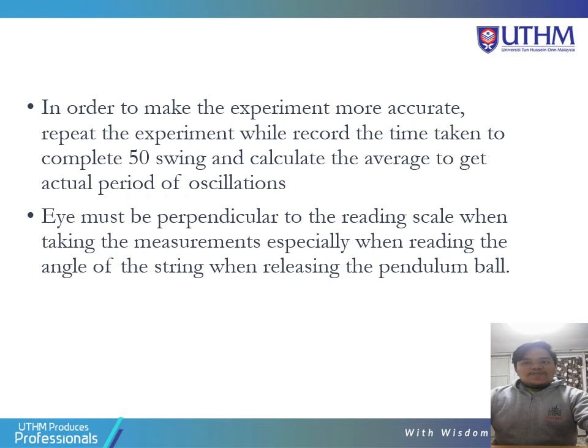In order to make the experiment more accurate, the experiment was repeated while recording the time taken to complete 50 swings, and we calculated the average to get the actual period of the oscillation. That step will make the result more accurate. And the second one is that eyes must be perpendicular to the reading scale when taking the measurement, especially when reading the angle of the string when releasing the pendulum ball.